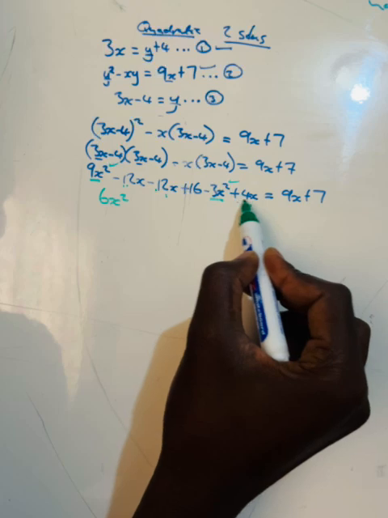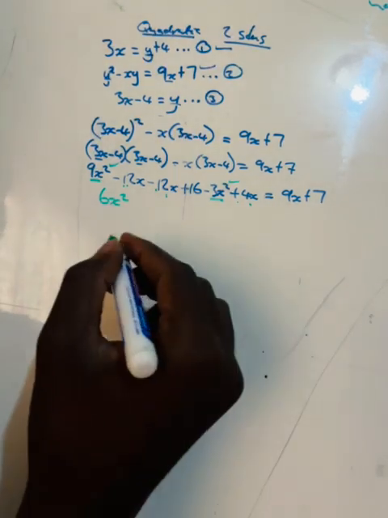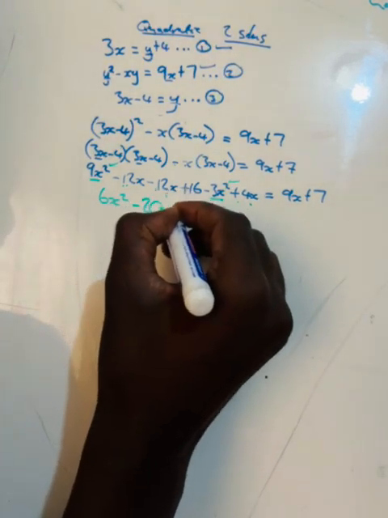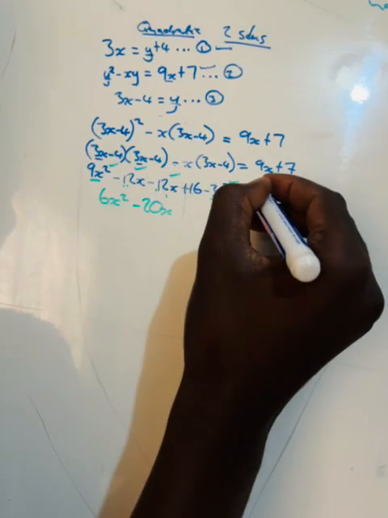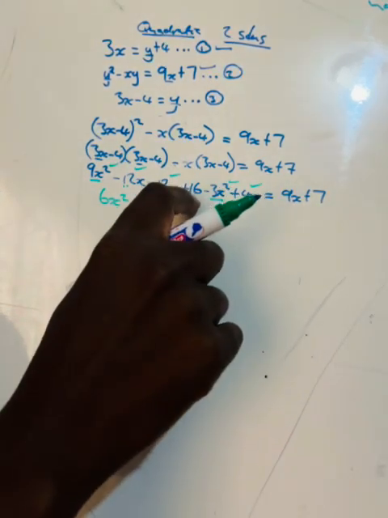And negative 24 plus 4 gives me negative 20. So I've got negative 20x. I tick them so that I don't repeat them. And then I've got this constant, which is 16.